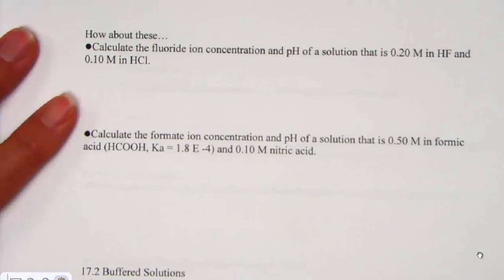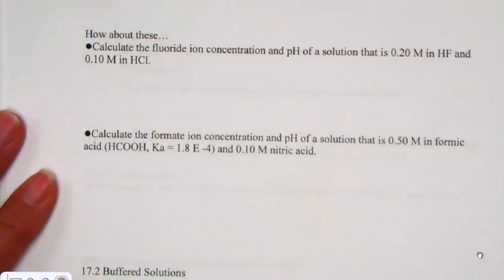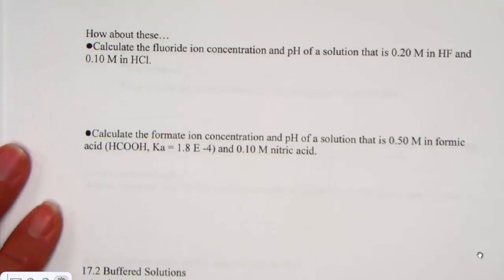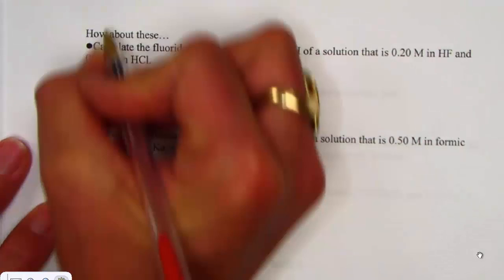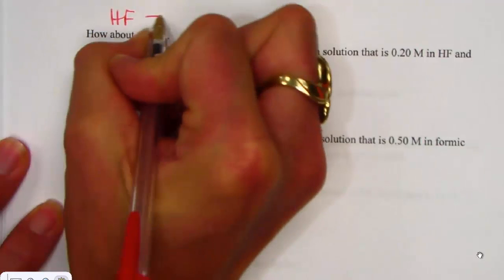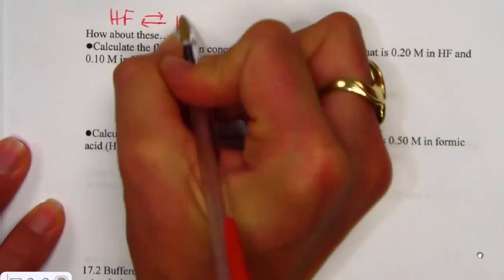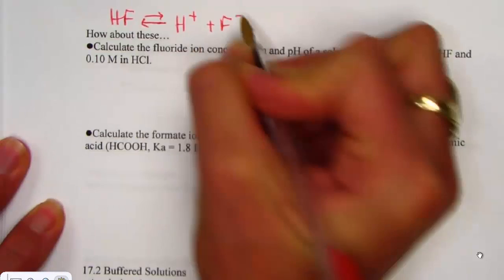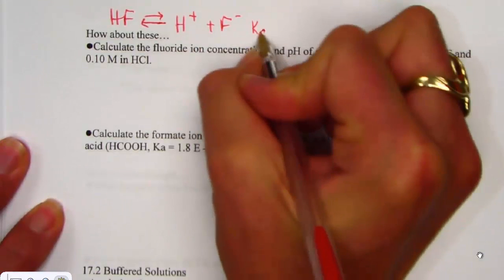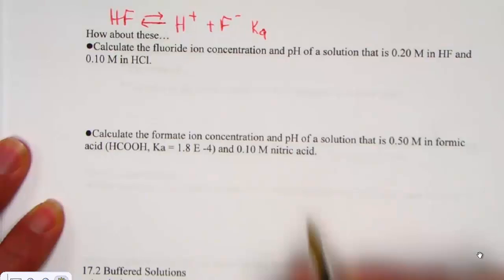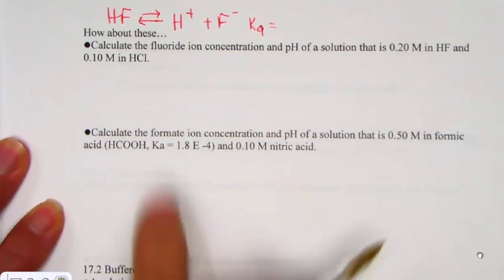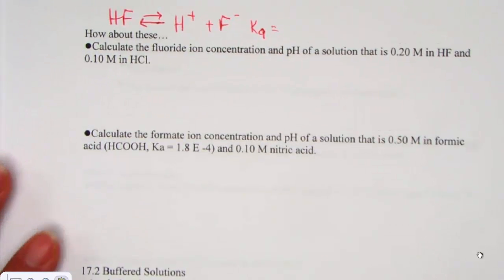How about these? It reads, calculate the fluoride ion concentration and the pH of a solution that is 0.2 molar in HF and 0.1 molar in HCl. Now we've got to go to work thinking HF. This is not a strong acid. Therefore, it sets up an equilibrium. Therefore, it has a Ka value. It doesn't give it to us, we'll have to look it up.